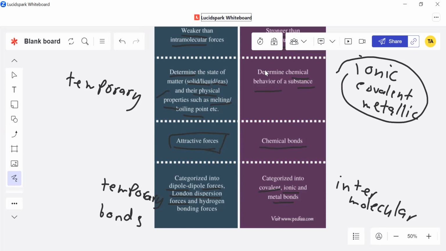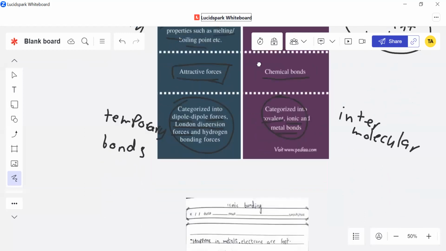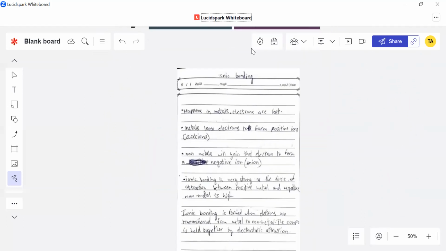And they are categorized again into covalent, ionic, and metallic bonding. So all of this is called intramolecular. All of this, the temporary, is called intermolecular. Right. So let's start with the first intramolecular force, that is called ionic bonding. So what is ionic bonding?